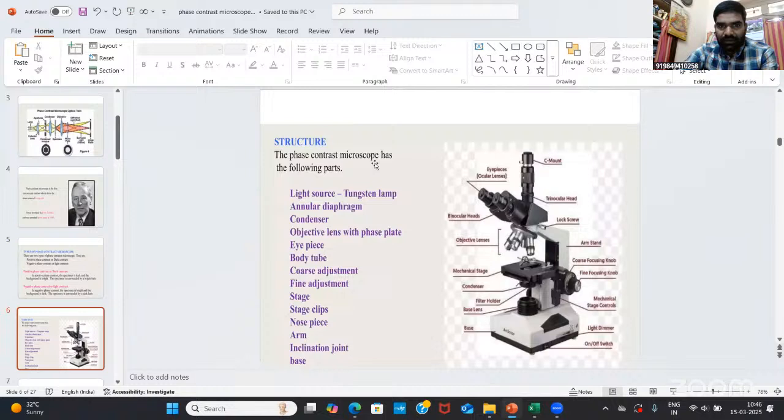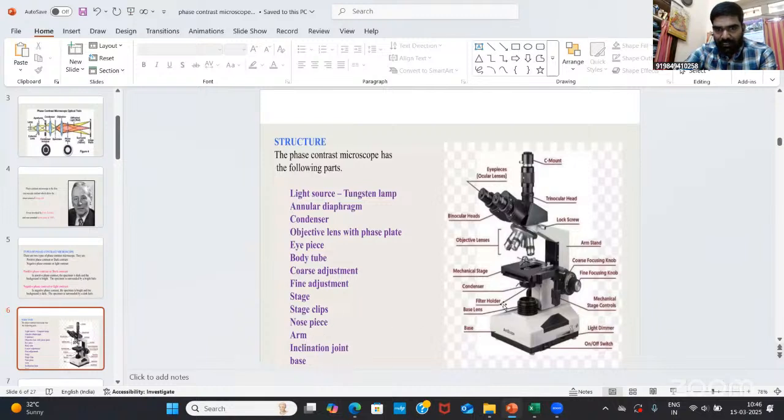This is the structure. Phase contrast microscope has the following parts. This is the light source, that is a tungsten lamp, and an annular diaphragm, and condenser, and objective lens with phase plate, and body tube, eyepiece, and coarse adjustment. There will be adjustment for this one. Fine adjustment, stage, nose piece, arm, inclination, and base.